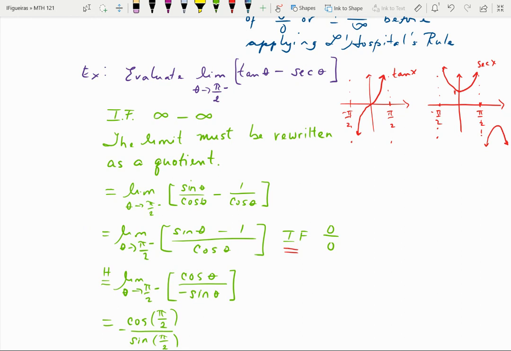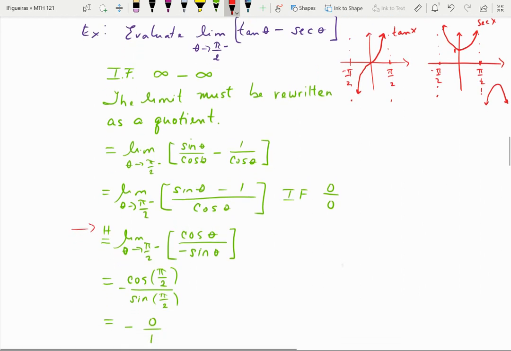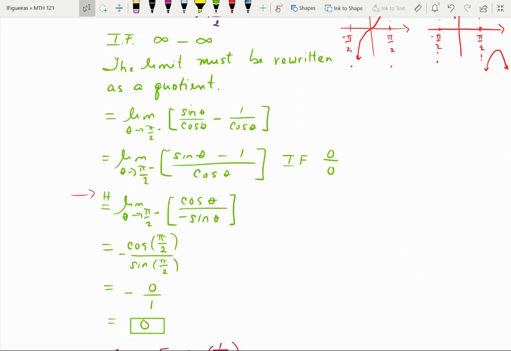So I apply L'Hopital's rule right here. I take the derivative of the numerator. The derivative of sine of theta minus 1 is cosine, and the derivative of cosine is negative sine. So I'm left with this expression, negative cosine of theta over sine of theta. And here I can apply direct substitution. Cosine of pi over 2 is 0, sine of pi over 2 is 1. So negative 0 over 1 just gives you a value of 0.